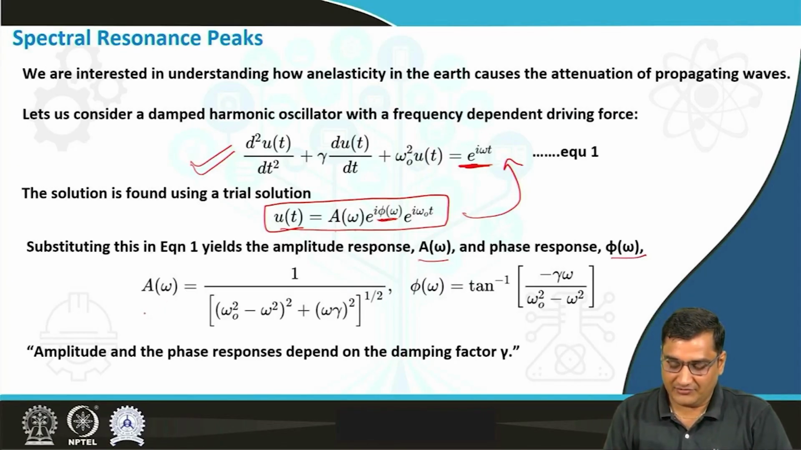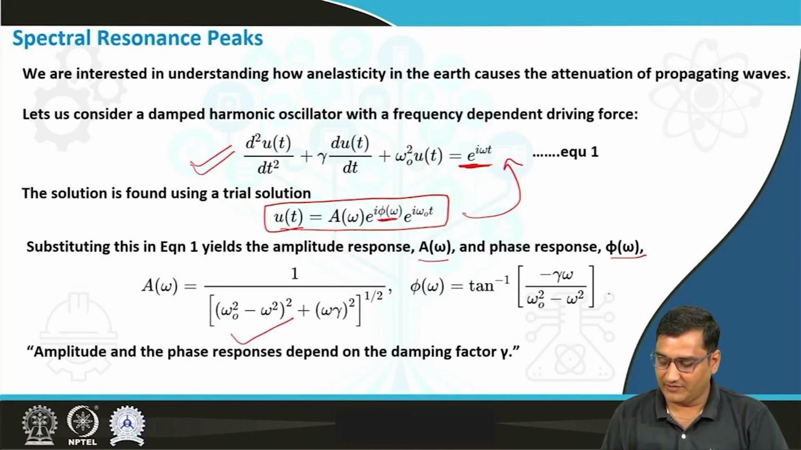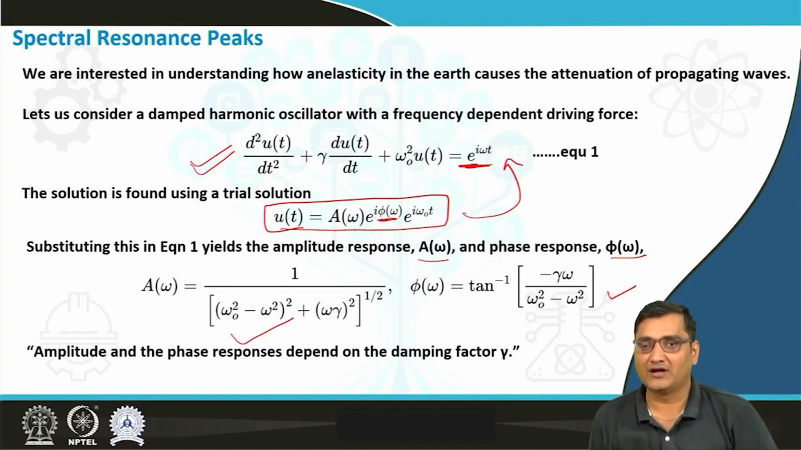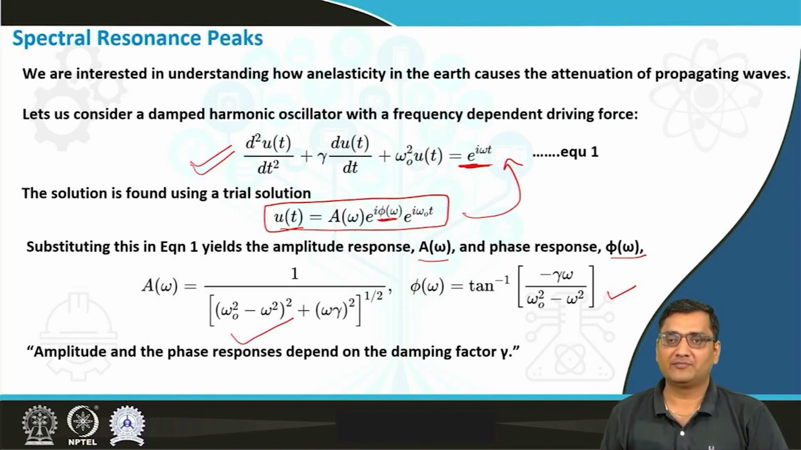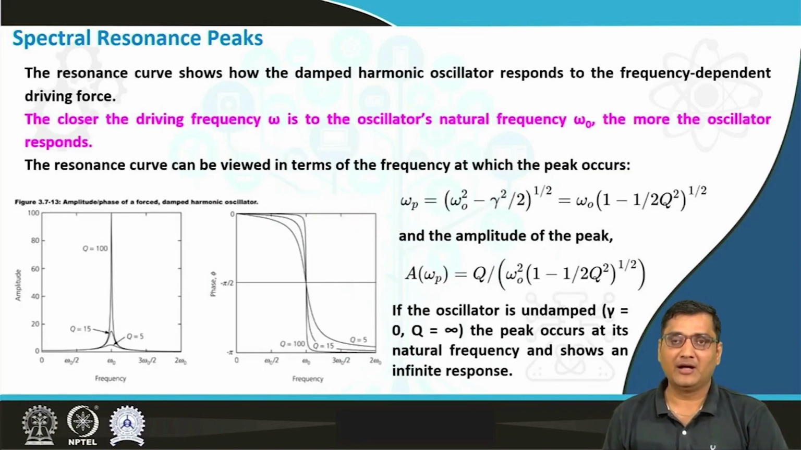And the amplitude response will be equal to something like this, and the phase response will be something like this. So you can see that the amplitude response and the phase response both depend upon the value of gamma. That means amplitude and phase responses depend on the damping factor gamma. And the resonance curve shows how the damped harmonic oscillator responds to the frequency-dependent driving force. So basically, the closer the driving frequency omega is to the oscillator's natural frequency, the more the oscillator responds.